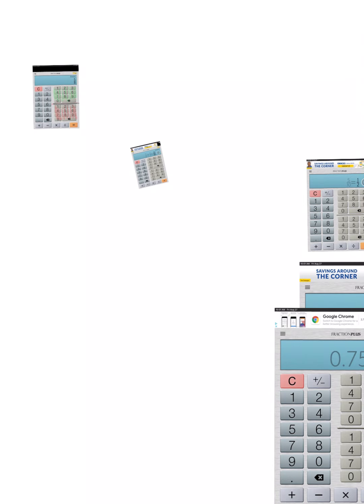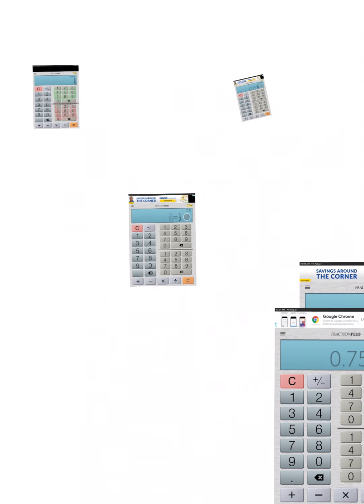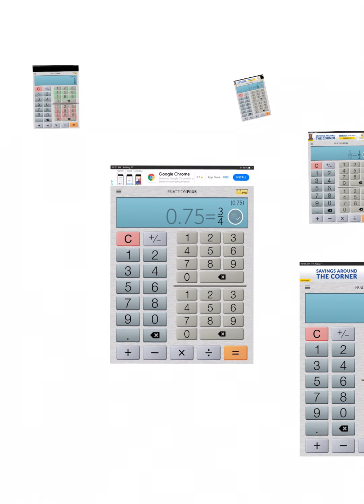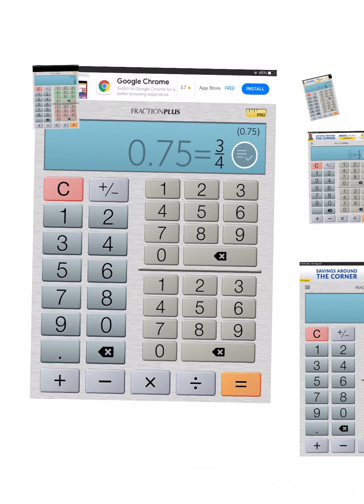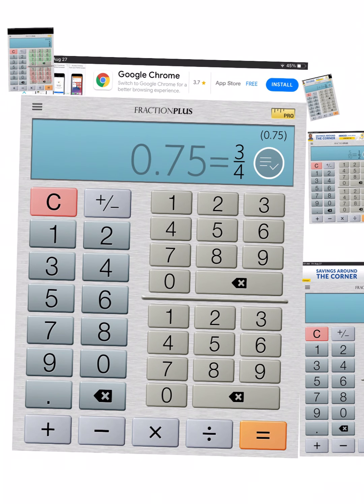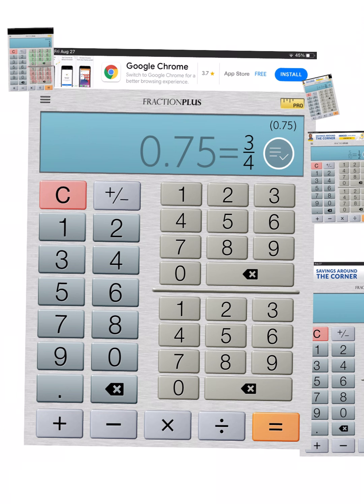All right, let's see. Another thing that you can do is, let's say that you have your decimal and you want to see what it is as a fraction, you just do it the other way around. So over here are just the plain numbers, and I would type my decimal into the calculator. So I would hit 0.75, which you can see is right here, 0.75, and then I hit equal, and it gives me the fraction, which is 3/4. So you can go from a decimal to a fraction on this calculator as well.